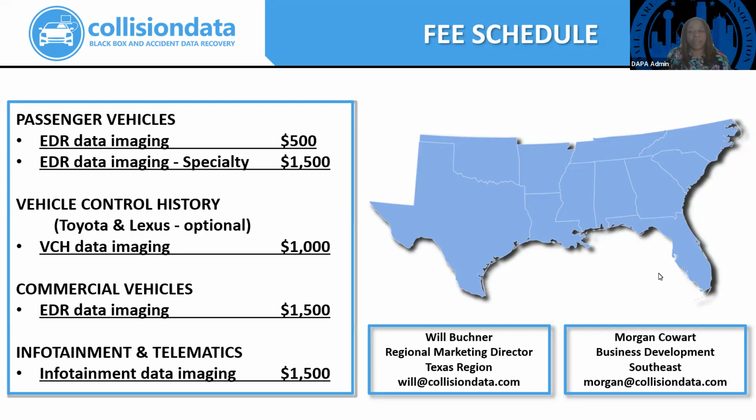Okay. All right. And I did have a question in the chat box by P. Smith. She says, what does collision data do when they read the EDR download, but the readout is blank? Do you recommend the black box be sent to another entity like Continental? Okay, good question.